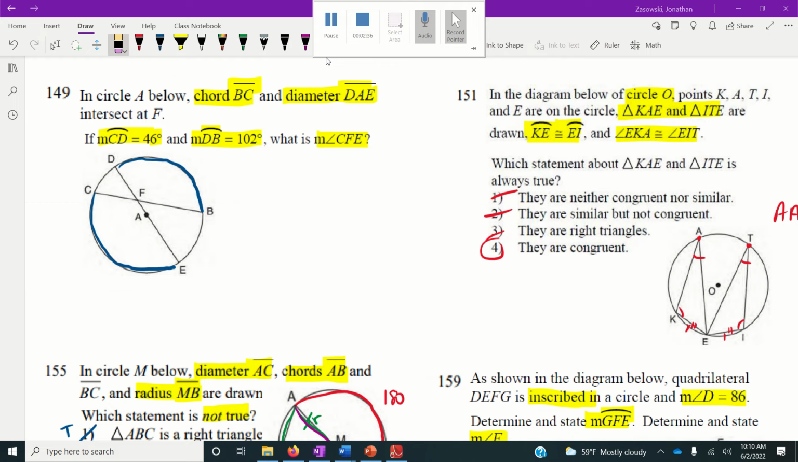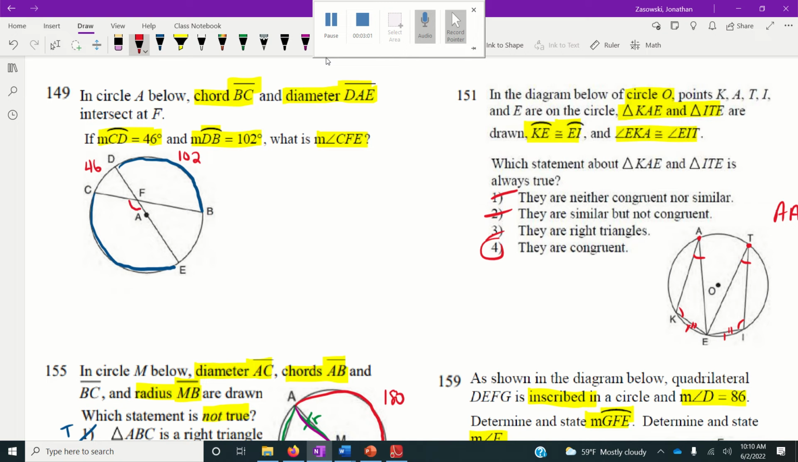Okay, number 149, which is next on the next page. We have circle A below, and the important parts here, we have a chord BC, diameter DAE, which intersects at F. We have CD, which is 46, DB is 102, and what is the measure of angle CFE? So first thing we're going to want to do is label our information. So we have 46, okay, DB is 102, and we're trying to find the measure of angle CFE.